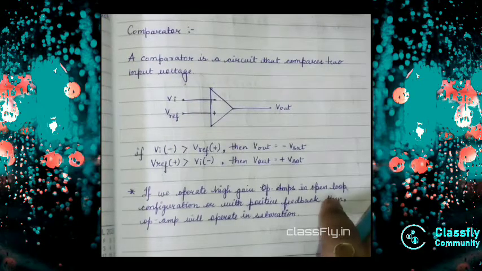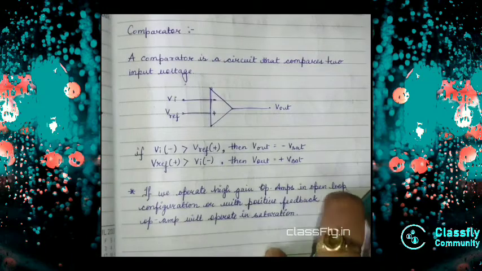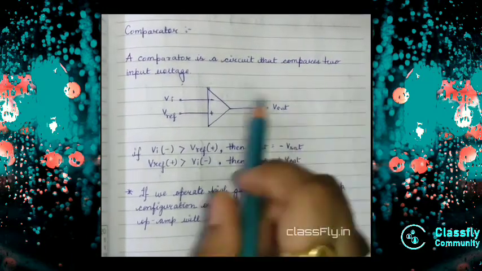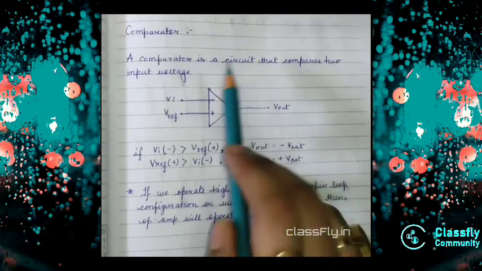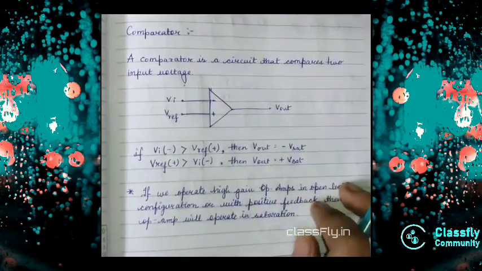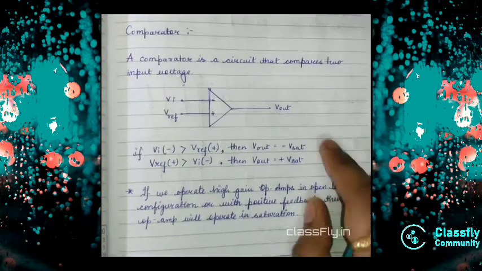Today we will deal with the topic comparator, which is one of the applications of the operational amplifier. From the word you can clearly understand what a comparator does. So let's begin with the topic. A comparator is a circuit that compares two input voltages. Whatever the two input voltages are, it will compare them and give us the respective output.